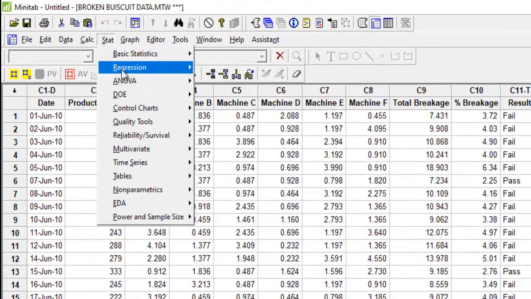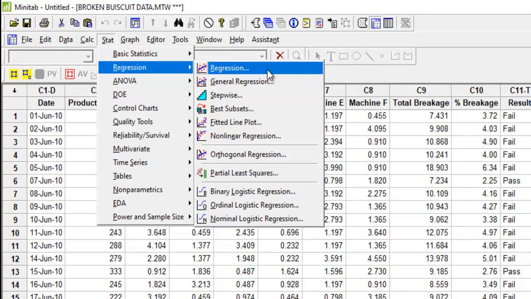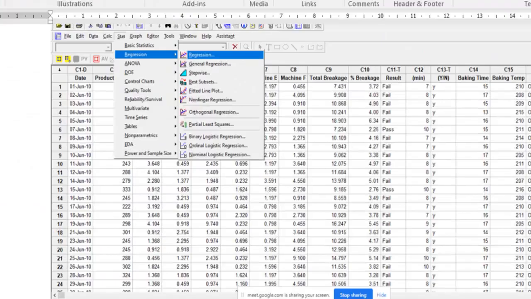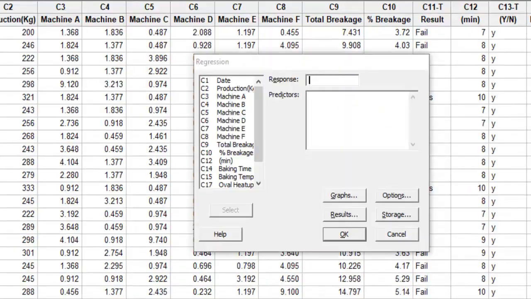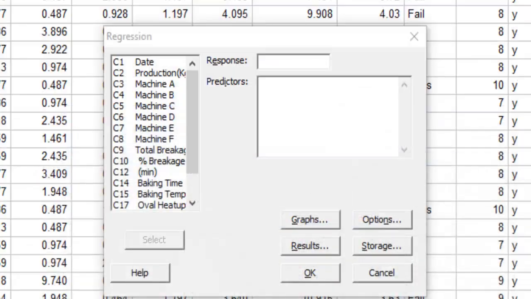I go to Stats, Regression, and Regression. First thing that it is asking me for is response. Response का मतलब Y. What is the dependent variable is to be added here. So my total breakage quantity was my project Y.